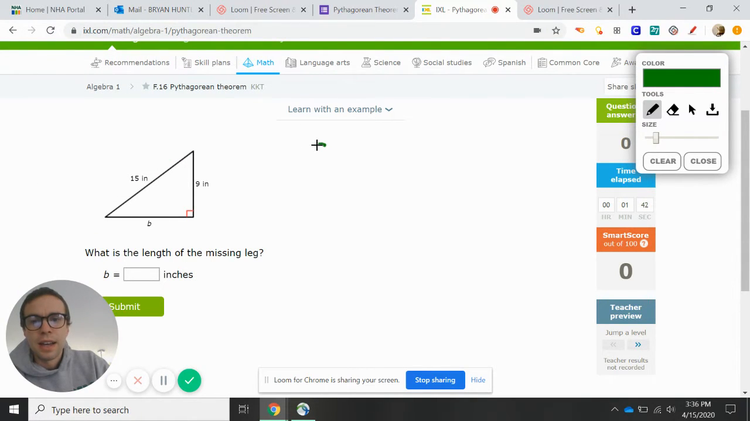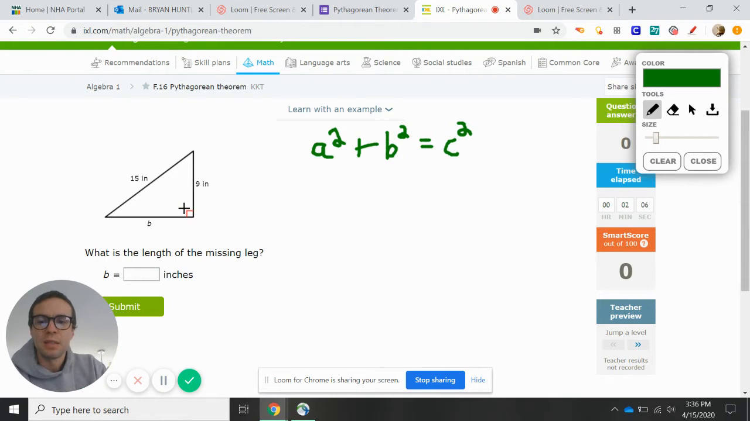So I have A squared plus B squared, and sorry about the writing, I'll do my best with this, and then equals C squared. So that's the Pythagorean theorem. And like I said in the notes, the most important part is this C. That's your hypotenuse. That is going to be the longest length in the right triangle. It's going to be the length that is across from the right angle. So here's my right angle. Across from is 15. So for C, I'm going to put in 15.